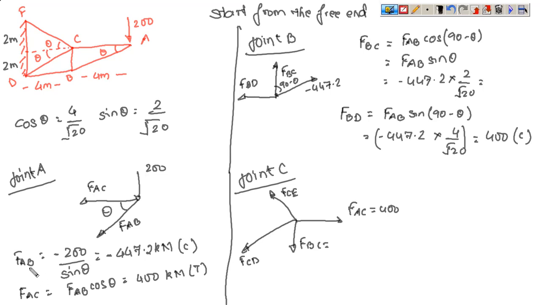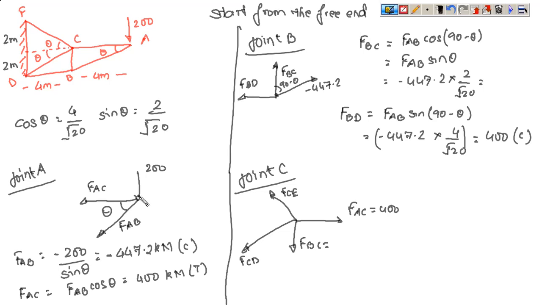So if you calculate this, FAB is equal to minus 200 by sin theta. You know the value of sin theta, it is 2 by under root 20. This comes out to be 447.2 kilonewton. It is minus, so in the bracket I have intentionally written this as compressive, because while preparing the table it will make my job easier. So we have solved joint A.